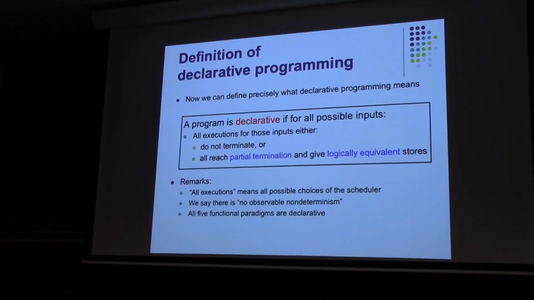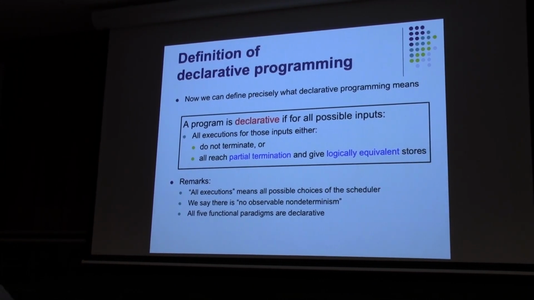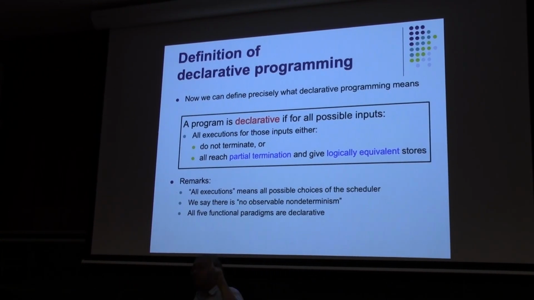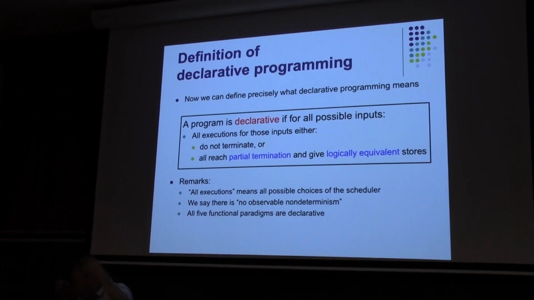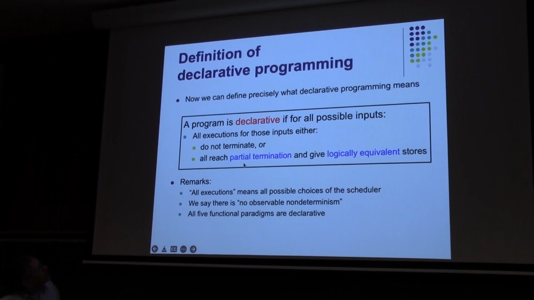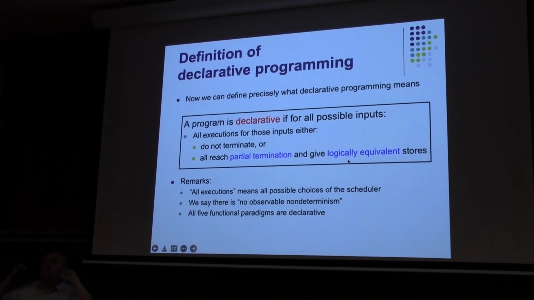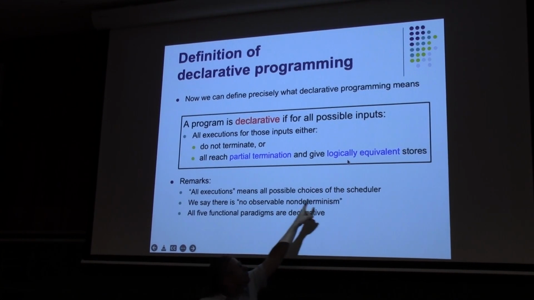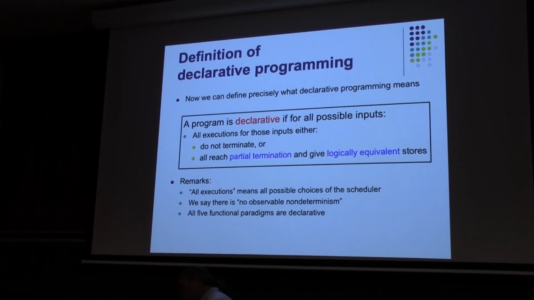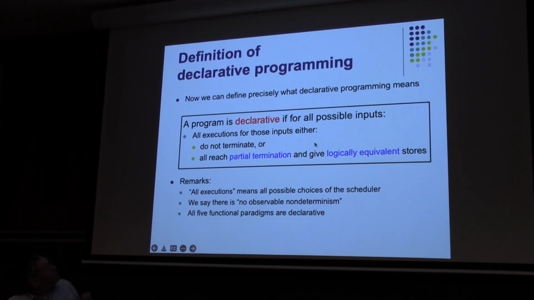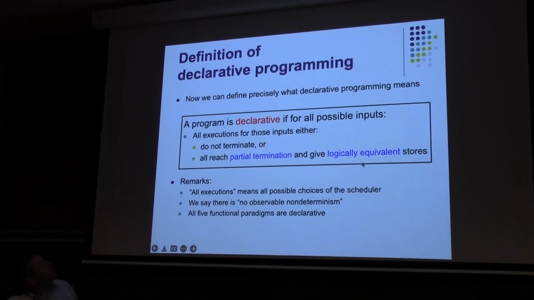That means if I run the program, and all executions means all choices of the scheduler, the concurrent program, so no matter what the scheduler does, they will all give the same results. But the same means logically equivalent. It doesn't mean exactly the same bindings. It means logically it's the same semantics, okay? And they all reach partial termination.